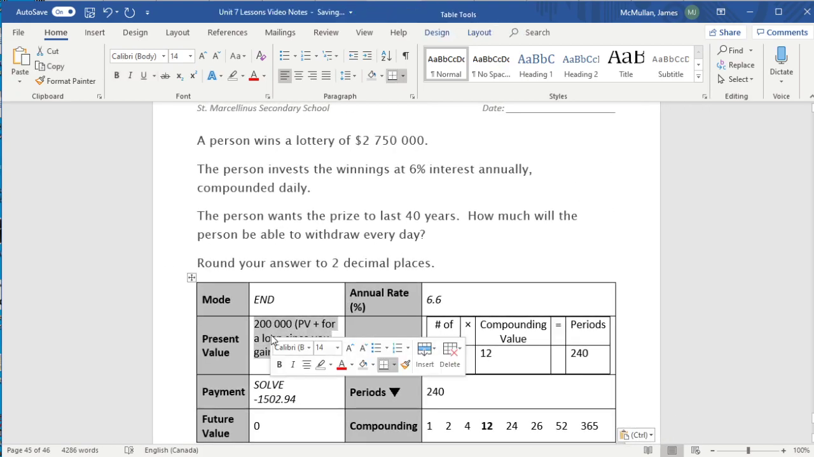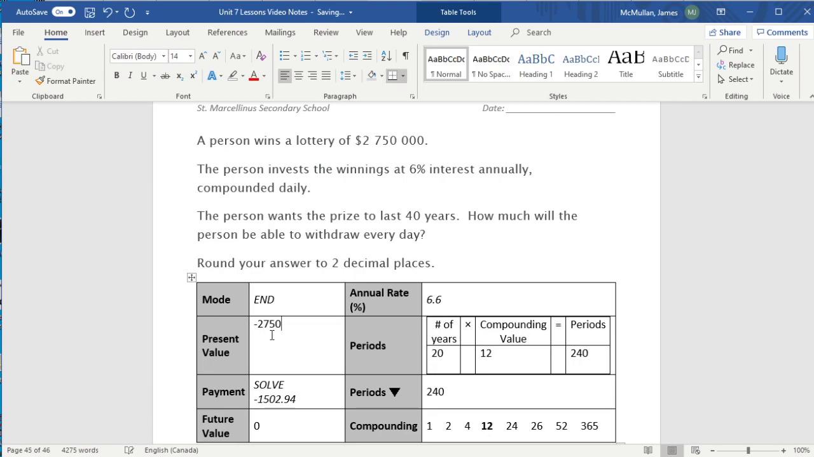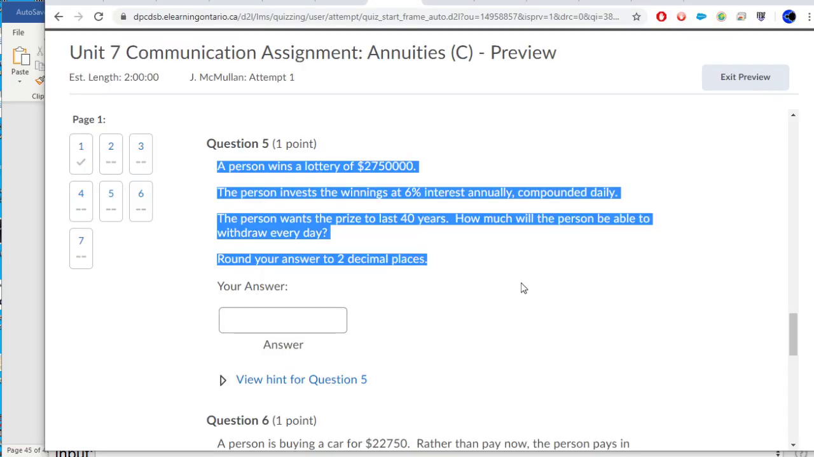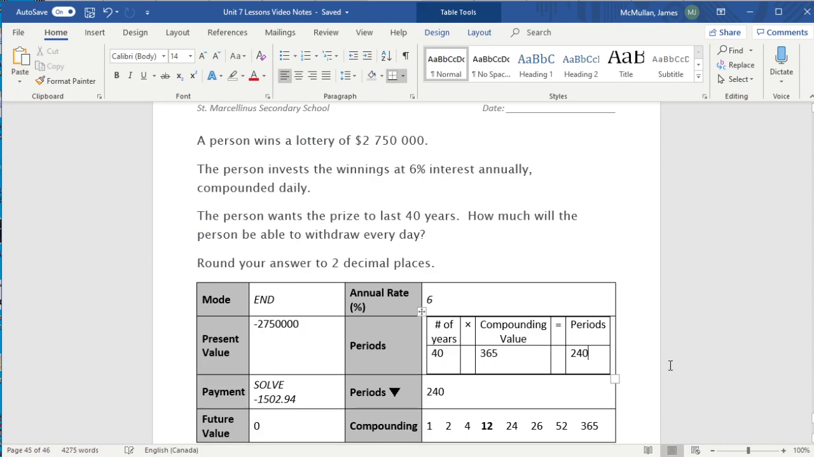Present value. They are going to invest $2,750,000 today. So they win the lottery, but they're not going to use the money. They're going to invest it instead. They get 6% interest. It's compounded daily, and they want it to last for 40 years. So 40 times 365, 14,600. That's how many periods there are, because there are 14,600 days in the next 40 years.